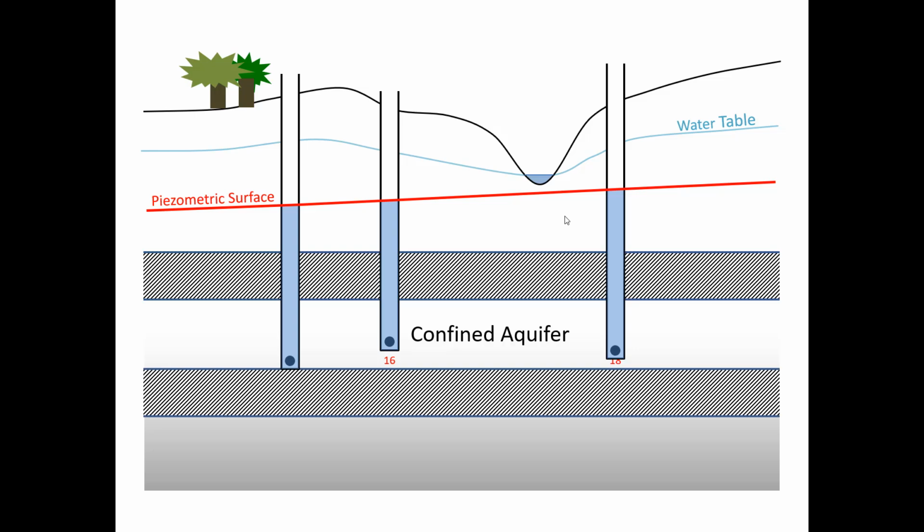The slope of the piezometric surface tells us which way groundwater is moving in the aquifer. For example, in this diagram, the piezometric surface slopes to the left, which means that the groundwater is flowing horizontally from right to left.